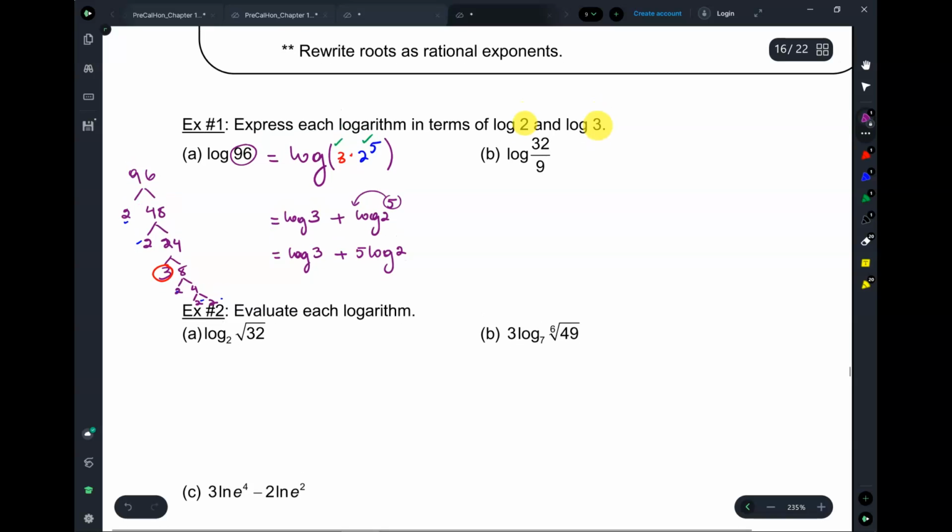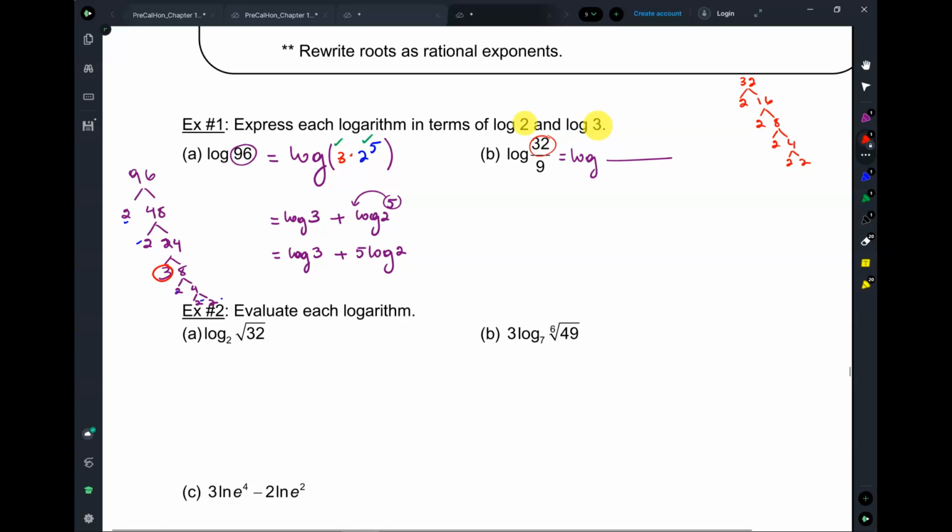All right, let's do the next one. That's the final answer. Okay, I have 32 and 9. I'm going to do those separately. So I'm going to do log of 32. So 32 is 2 times 16. So I can either divide by 2 or 3, right? So 16 I can divide by 2, another 2, and another 2. We didn't get any 3s this time, but it's okay. So what is that? 2 to the 5. And then how about the 9? That's 3 squared, right?